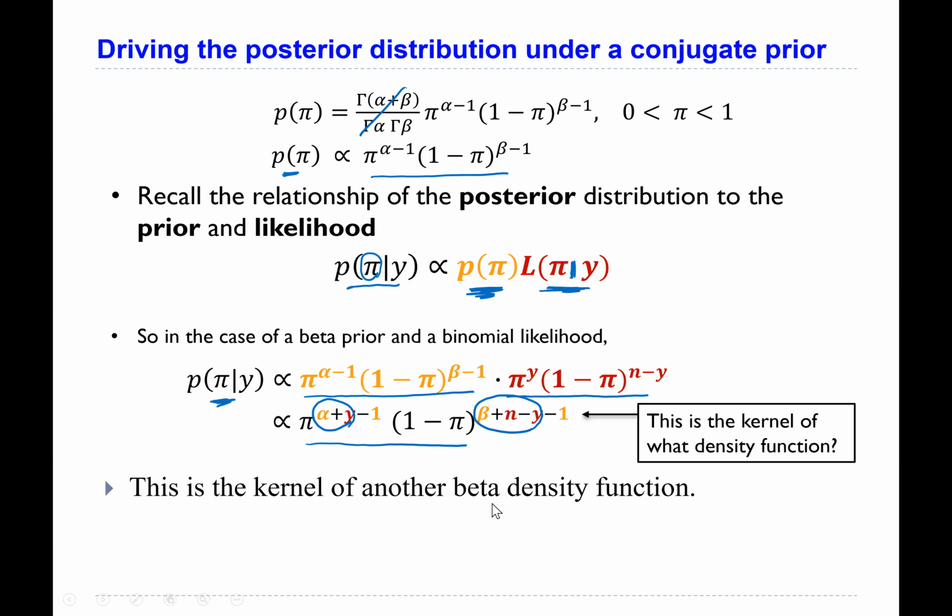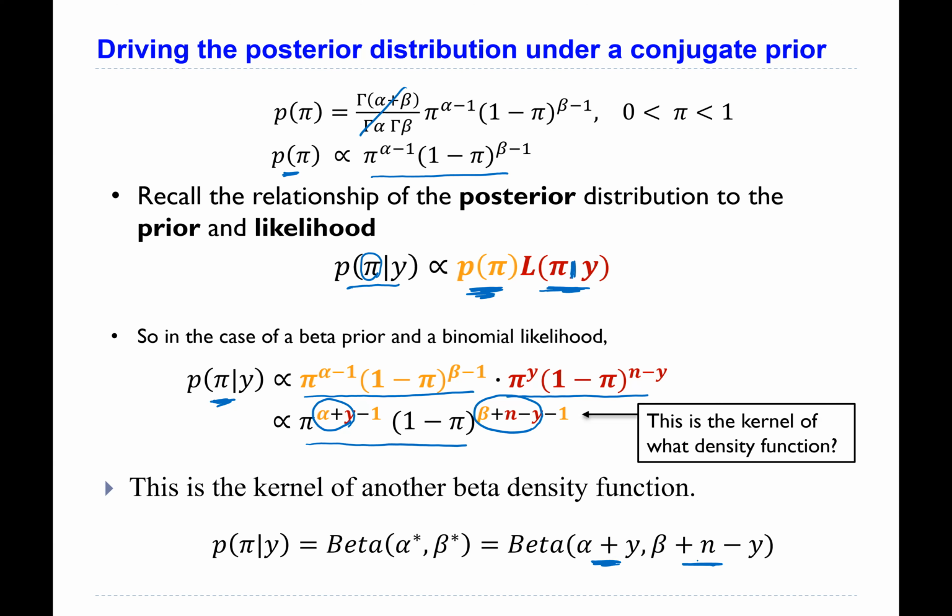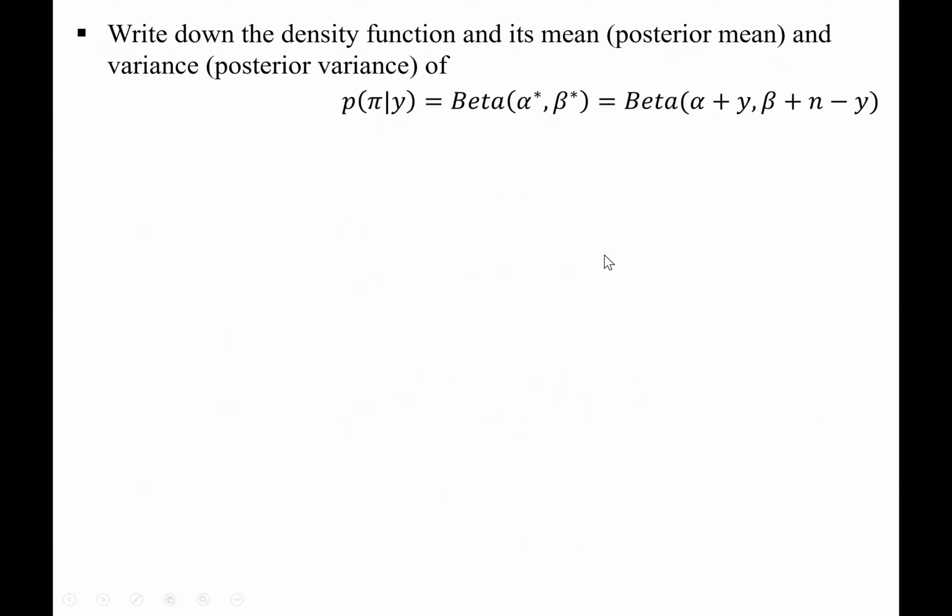So this is a kernel of another beta density function with alpha star, beta star. Alpha star is alpha plus y. Beta star is beta plus n minus y. So now if I used alpha is 0.5, beta is 0.5, alpha star will be 0.5 plus y, and the beta star will be 0.5 plus n minus y. Looks like 0.5 plus number of successes, 0.5 plus number of failures, and so on. So I want to show you how to find alpha and beta. But let's write down this function first.